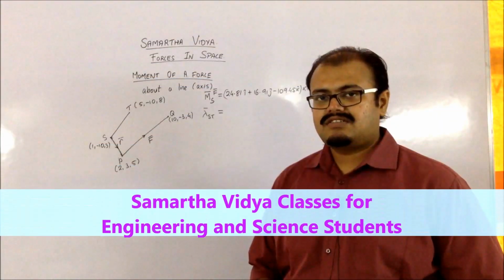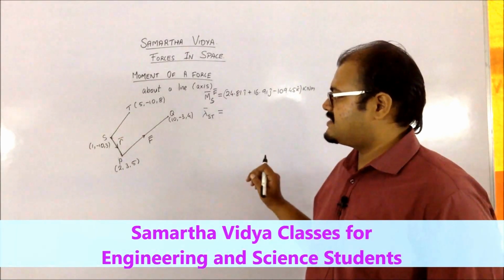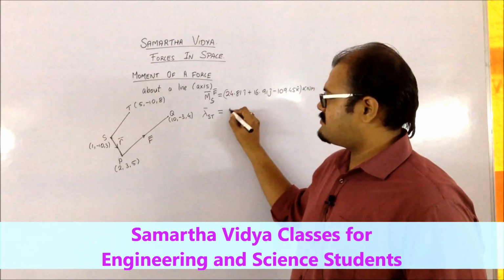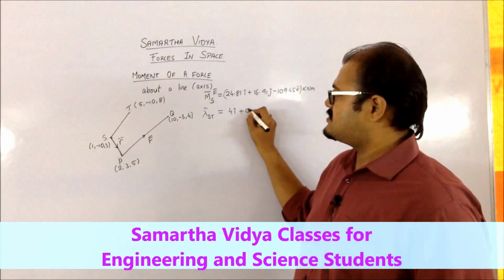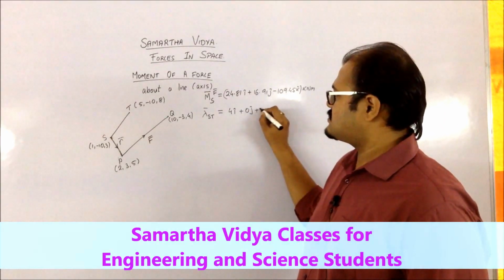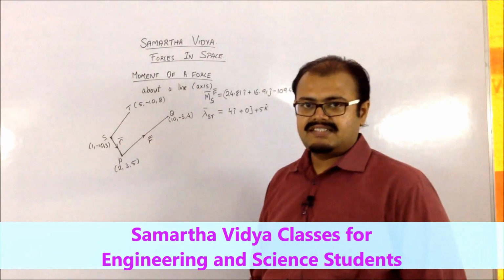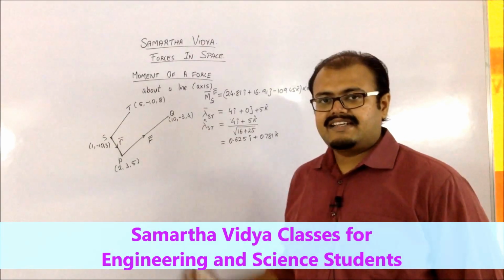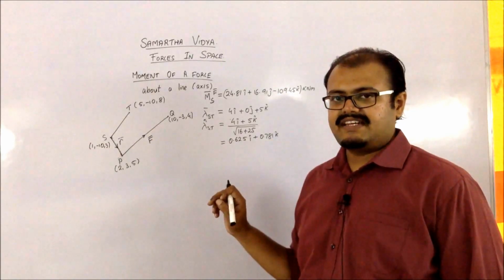So next step is you have to find your vector lambda ST. That is going to be T minus S, which is 4i plus 0j plus 5k. So this is your lambda ST. Then you need to also find the unit vector for that. So you will be getting your unit vector as 0.625i plus 0.781k.